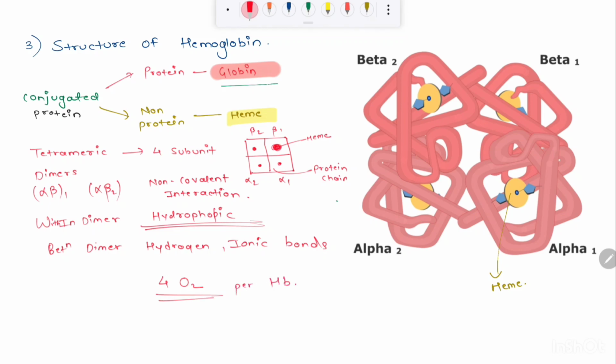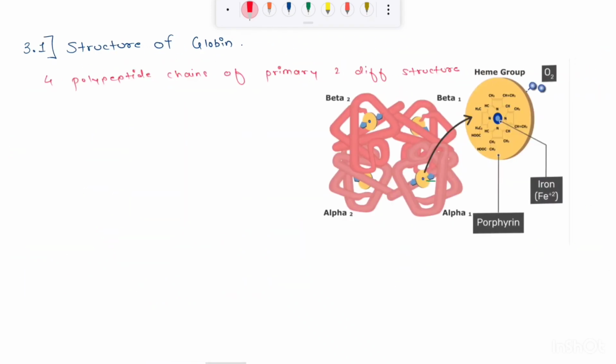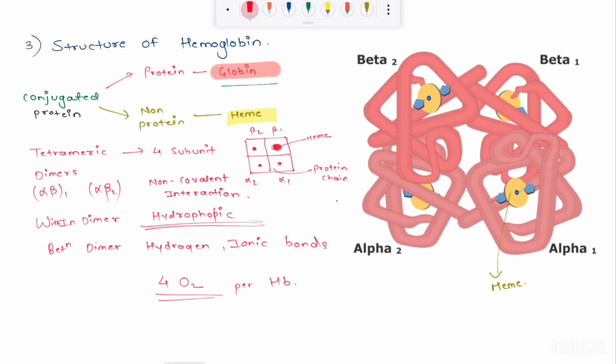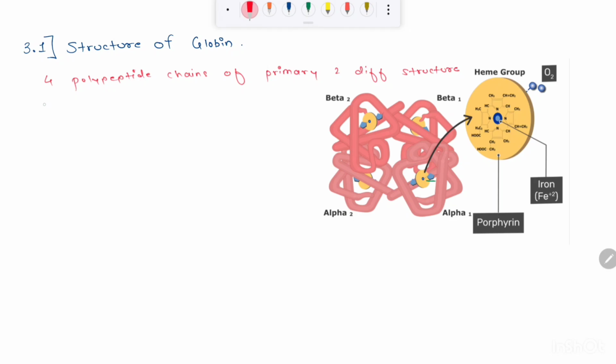Now let's study the structure of globin. Globin consists of 4 polypeptide chains of primarily two different structures, as you can see here, alpha and beta. Depending upon the sequence of amino acids and the type of amino acid, there are slight variations of the globin chain. You can see alpha chains, beta chains, gamma chain, epsilon chain, delta chain, and zeta chain. So this is your zeta chain.